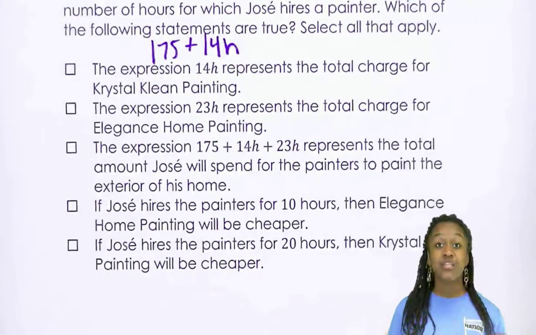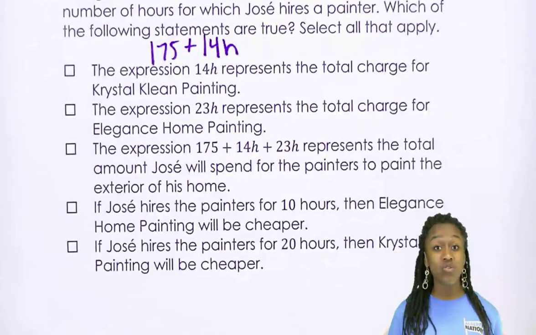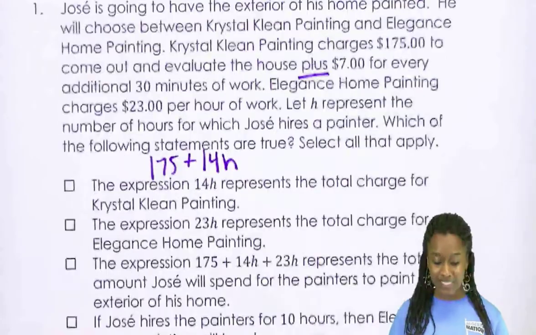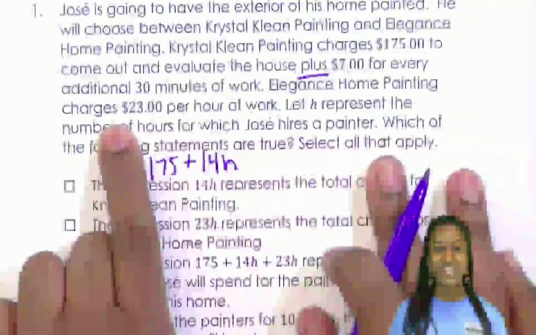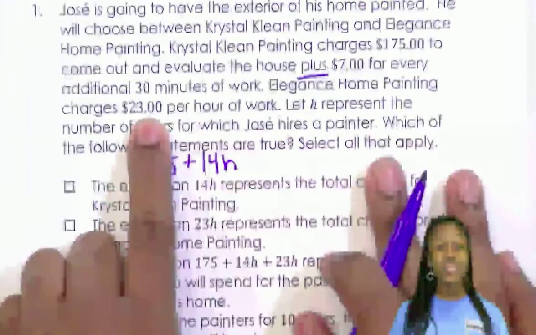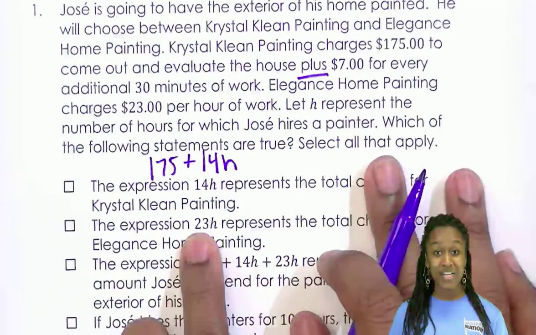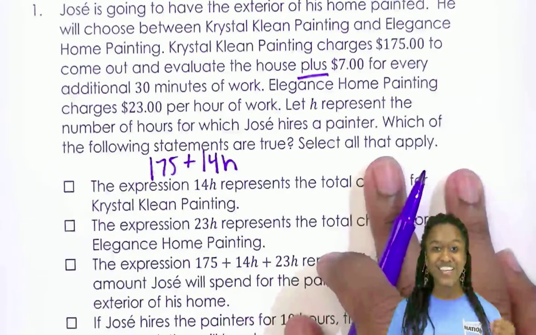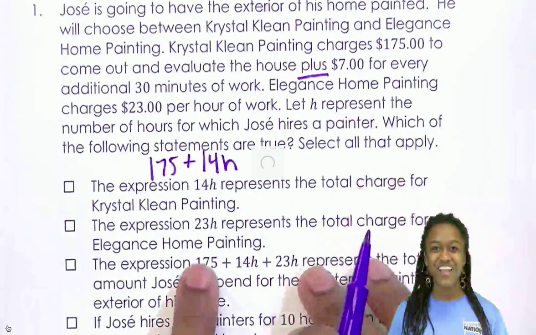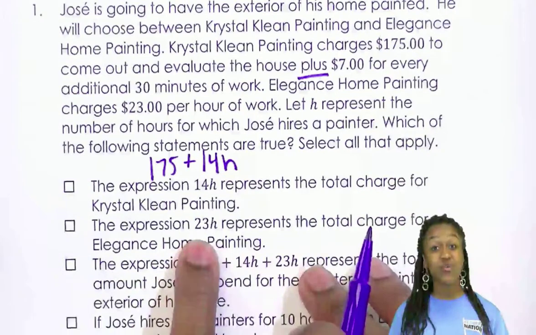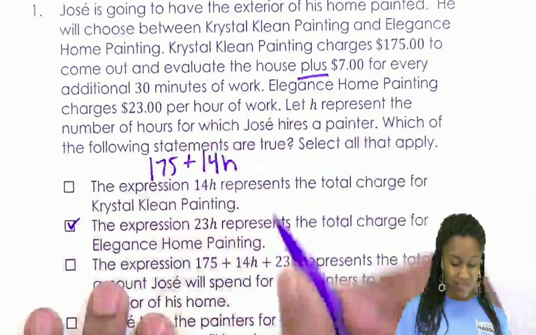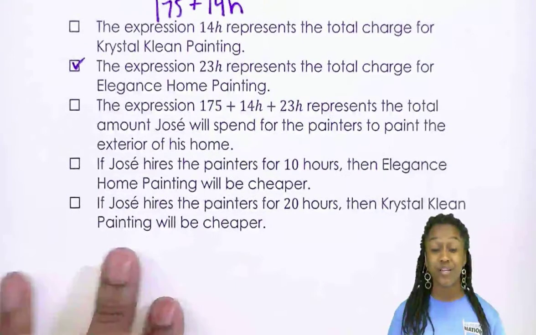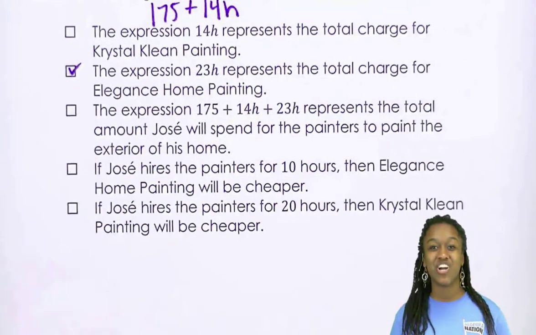Second statement, the expression 23H represents the total charge for Elegance Home Painting. Let's see. We have Elegance Home Painting here. Now, it says they charge $23 per hour. We have the price per hour, and then we have H to represent any given number of hours, right? So that is correct. That is the correct expression for Elegance Home Painting's charge. Okay.